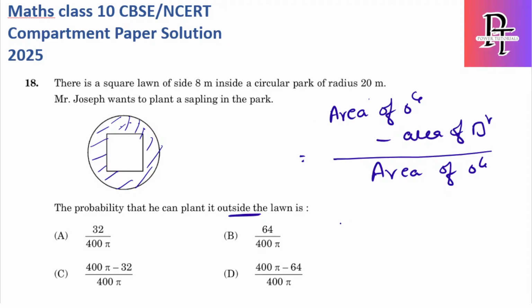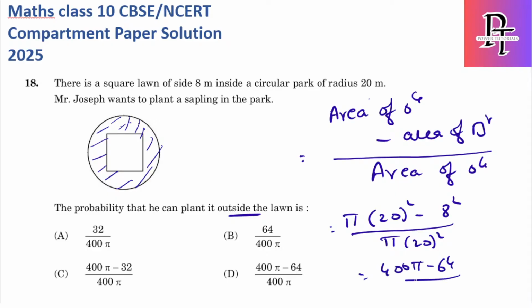So what is the area of circle? Pi r square. So pi into r is 20 square, minus area of square, which is side square. Side is 8, so 8 square, divided by area of circle, again pi r square. So 400 pi minus 8 square, which is 64, by 400 pi. Hence the answer is D, which is 400 pi minus 64 by 400 pi. It's a direct question, but we just have to know the formulas of area of circle and area of square. Okay, next move to the 19th.